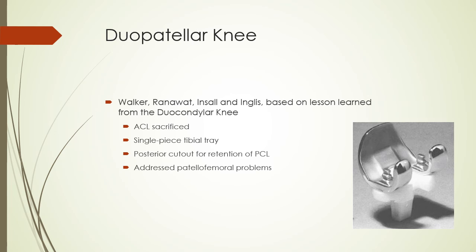Based on the lessons learned from the dual condylar knee, the same group of surgeons developed the dual patellar knee. This design sacrificed the ACL, and instead of having two little pieces of tibia tray, now it's a single-piece tibia tray for better fixation. The posterior part of the implant had a cutout for retention of the PCL. And now the femoral device has a flange to manage patellofemoral problems. It's an anatomic approach design, and actually it became the predecessor for many current modern CR knees.